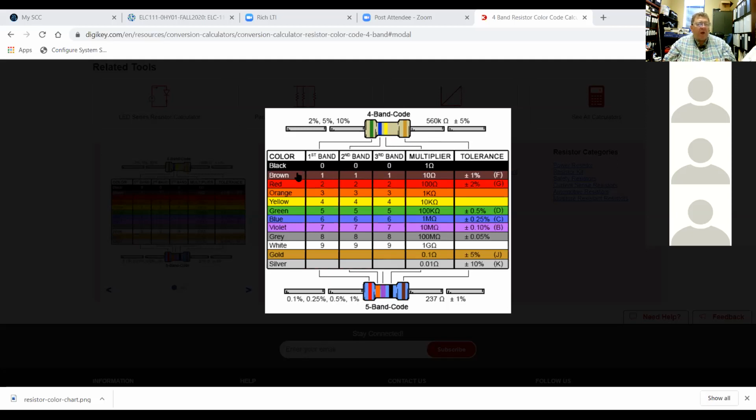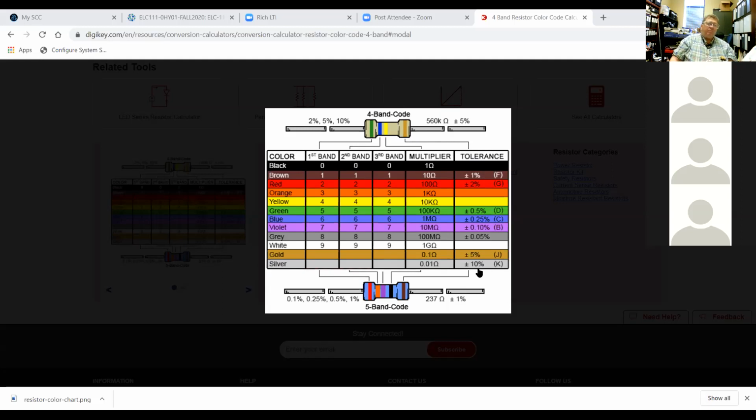A brown would be a multiplier of 10 ohms. So you take the first one, which is a 1, and a 0 on the second one, and then a multiplier of 10. It's 10 times 10, which will be 100. Okay? And then silver means 10% tolerance. When it's the fourth band, the tolerance would be whatever color it is. If it's silver, plus or minus 10%.